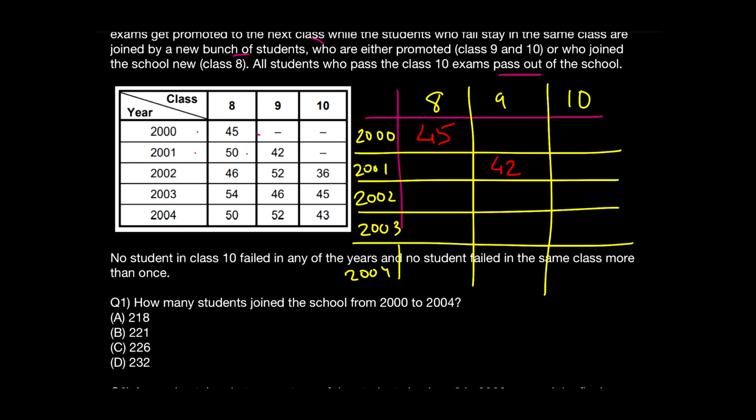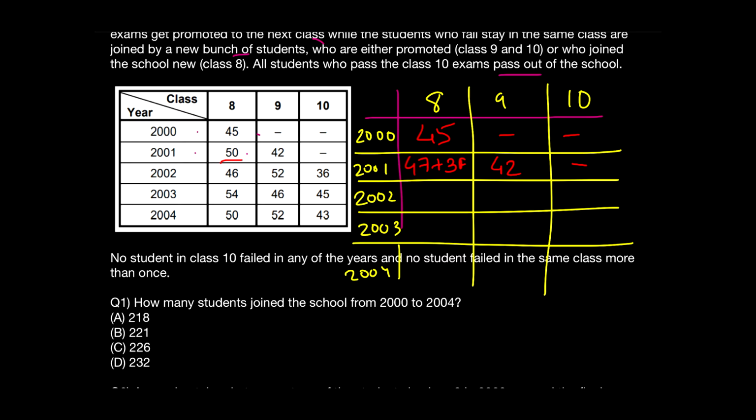So what will we write here? We'll write that 3 students failed, and the 50 students showing in standard 8 is actually 47 new students plus 3 failed students. Okay, so that's 47 new students plus 3 failed students. Now this year will be blank for standard 10.